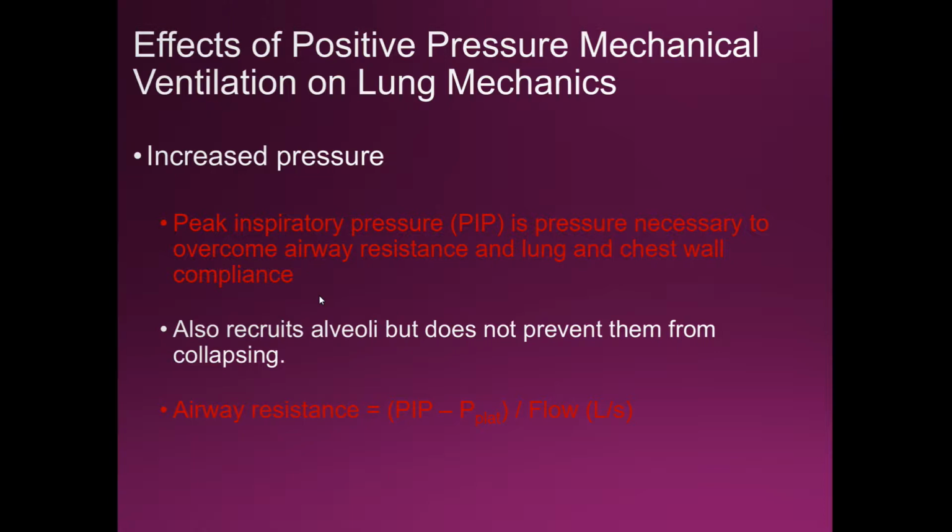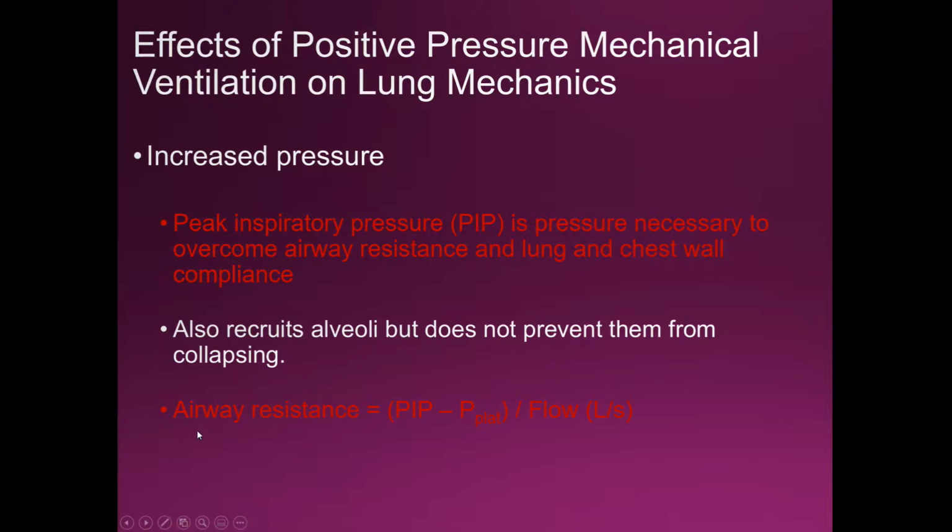It's your peak inspiratory. It's the tallest. It's the highest. You have a mountain peak. That's the highest point of that mountain. So your peak inspiratory pressure is the highest amount of pressure that your lungs have. Okay. With PIP, it says also recruits alveoli but does not prevent them from collapsing. So with higher peak inspiratory pressures, you have higher pressures in your lung on inspiration, so therefore it could splint some of these alveoli open.